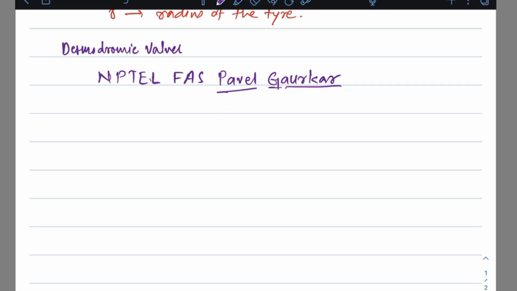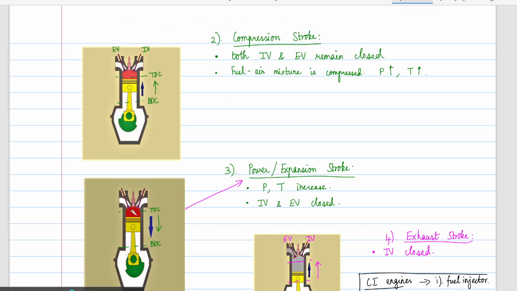We have a question. What is the function of a heater plug in the cylinder head?